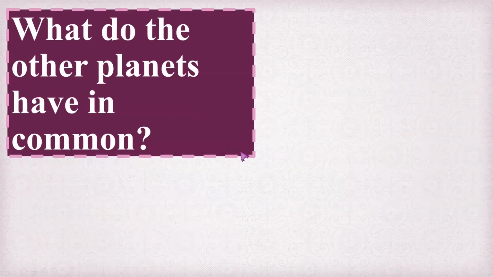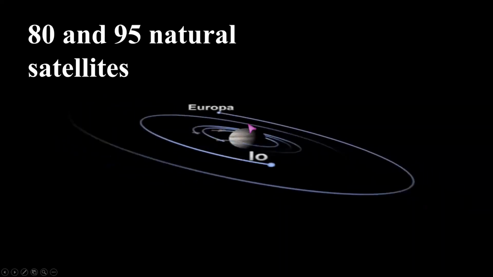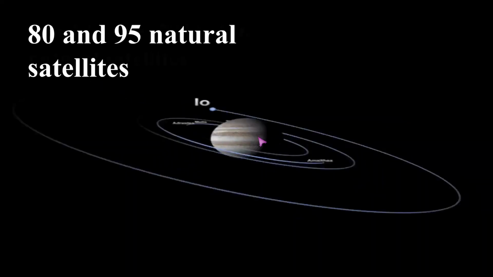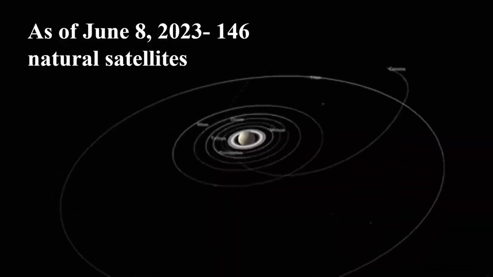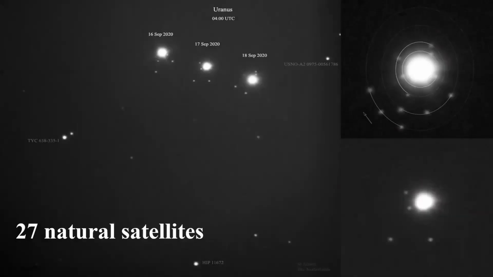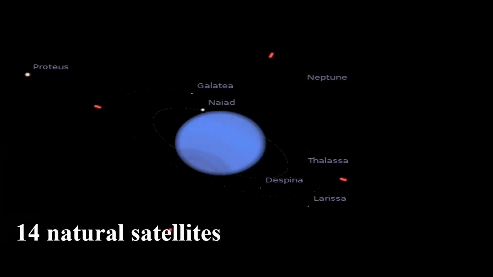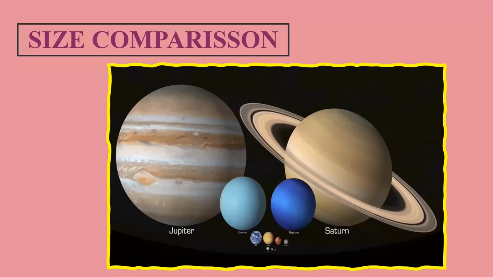What else do the outer planets have in common? They have many moons. Yes, 95 natural satellites for Jupiter as of 2023, and 146 natural satellites for Saturn as of June 8, 2023, 27 satellites for Uranus, and 14 natural satellites for Neptune. In terms of size comparison, ice giants are really big.